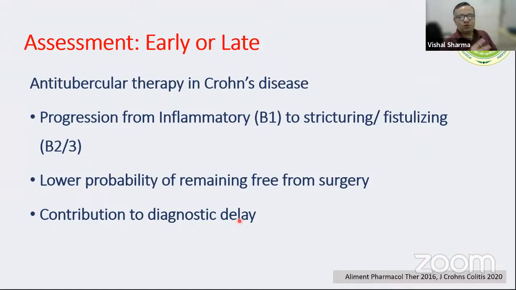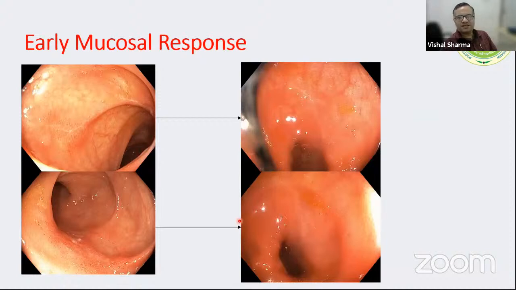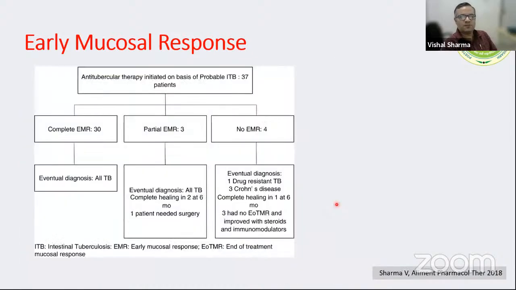But the problem is that if you do the endoscopy late, then the disease may progress. If it is Crohn's disease, there may be more risk of stricturing disease, and there is a higher risk of surgery. Therefore, what we did at our center, we started doing endoscopies at 2 months, and you can see that at 2 months, you could see the healing of ulcers. And that is what we call early mucosal response.